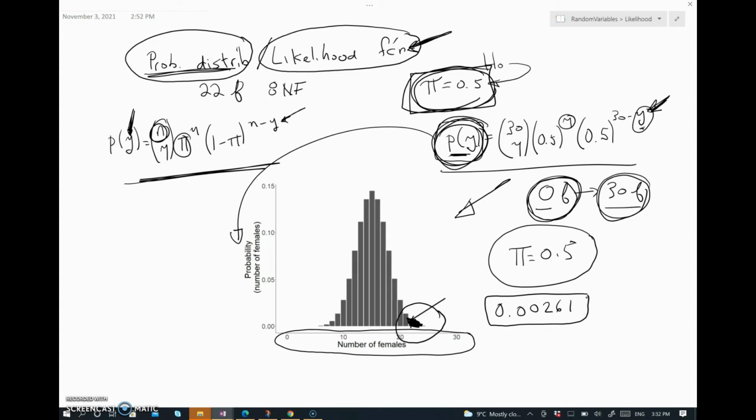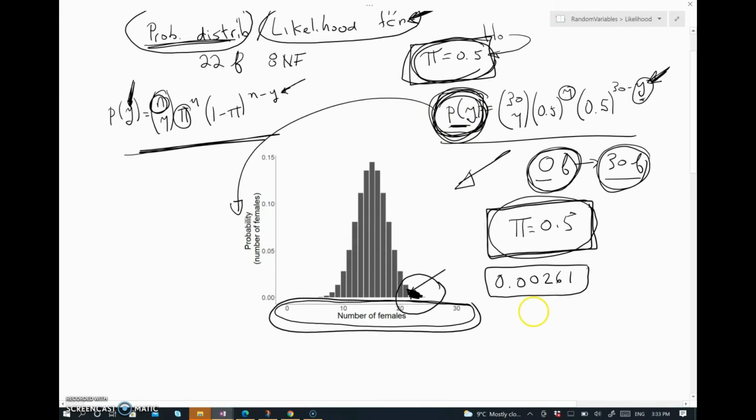So that's probability. And the key thing is that the parameter pi was kept constant at 0.5, the number of females varied, and we calculated p of y for each one of those different combinations.